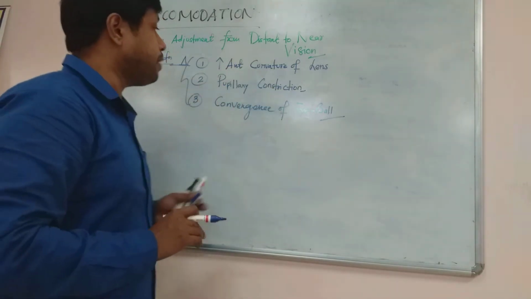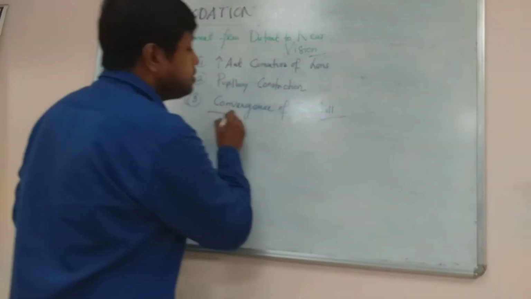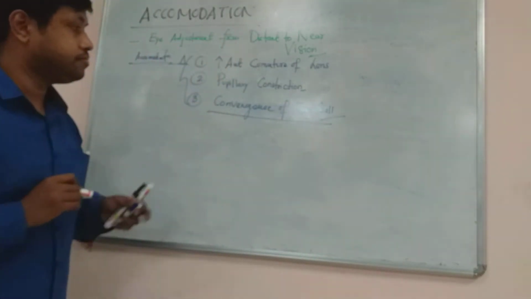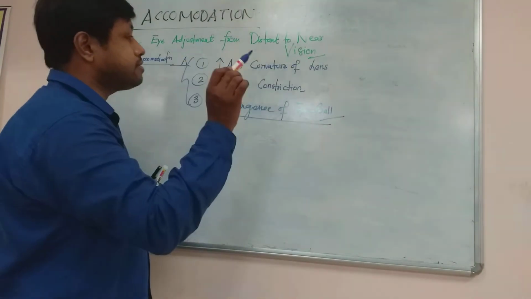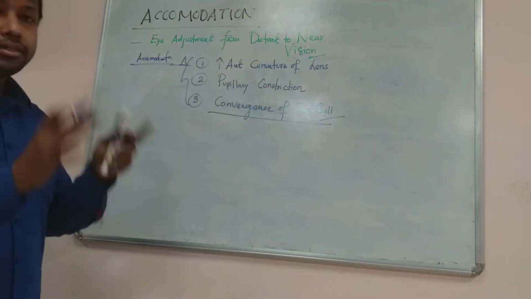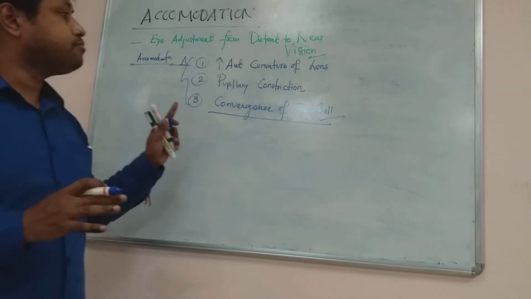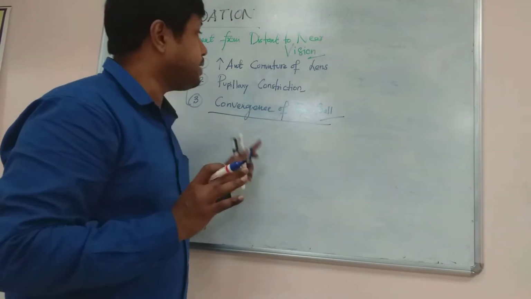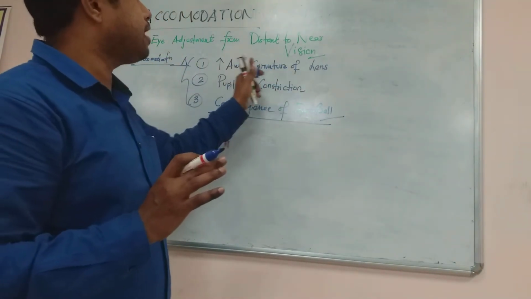So that is the main mechanism. Number 3 is convergence of the eyeball. So these are the 3 mechanisms. Now before going to the mechanism behind that, you should know what the pathway is and why it is happening. So before going into the pathway, we will explain why it is happening. Why is there an increase in anterior curvature of lens?